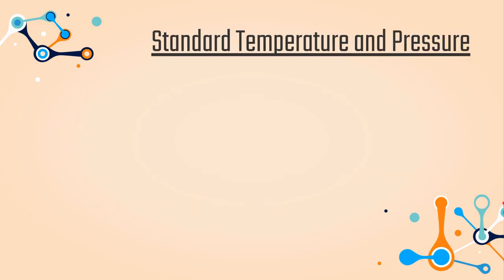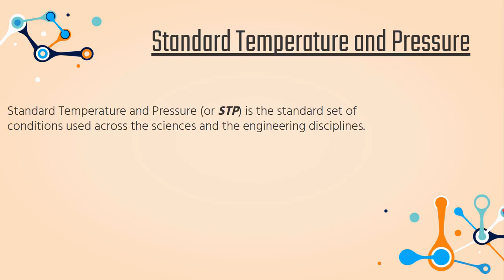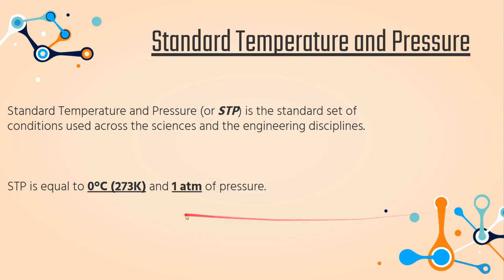Now, one last note on standard temperature and pressure. Standard temperature and pressure, often abbreviated as STP, is just a standard set of conditions that we use in science, sort of like shorthand. It is equal to 0 Celsius, 273 Kelvin, same thing, and 1 atmosphere of pressure. And this is just a way for us to basically compare different gases if we compare them at STP.